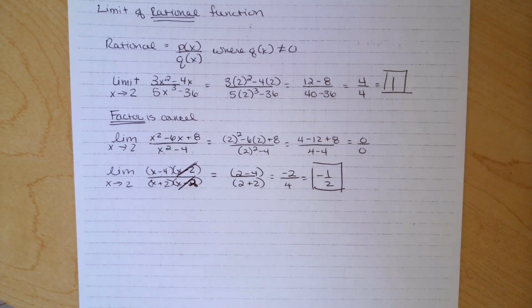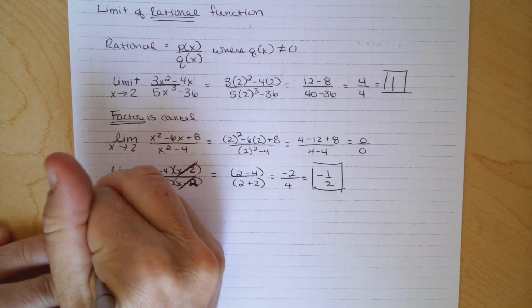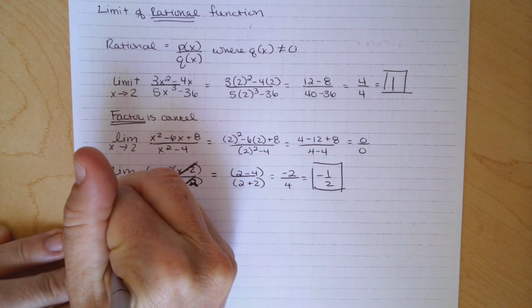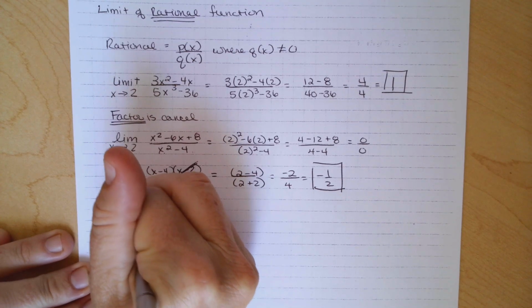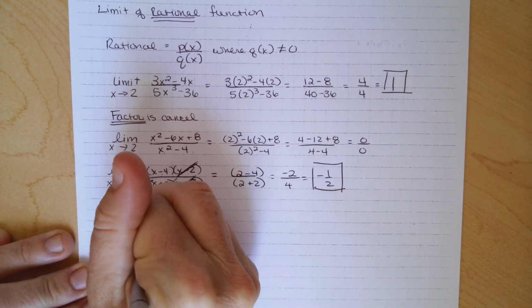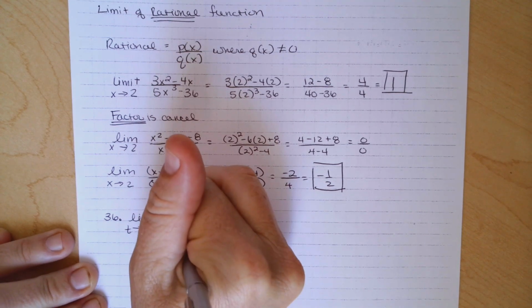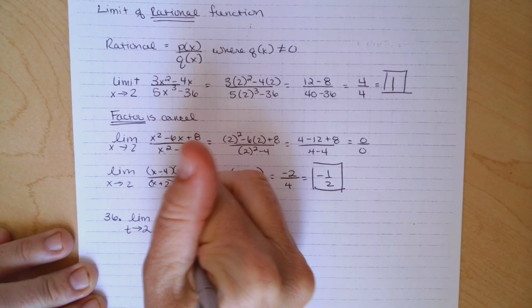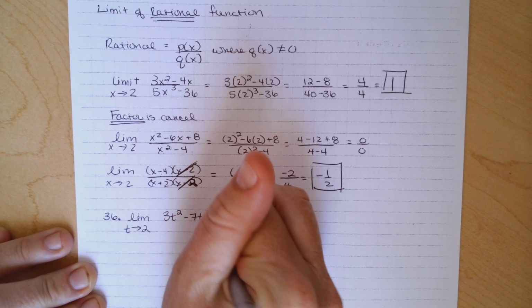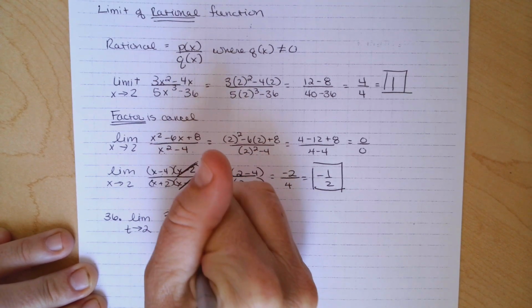Okay, so factor and cancel. It's a thing. It works. It can be very helpful. I want to show you another one real quick here. This actually comes from one of the problems in your book. It's number 36. Limit as t approaches 2 of 3t squared minus 7t plus 2 over 2 minus t.